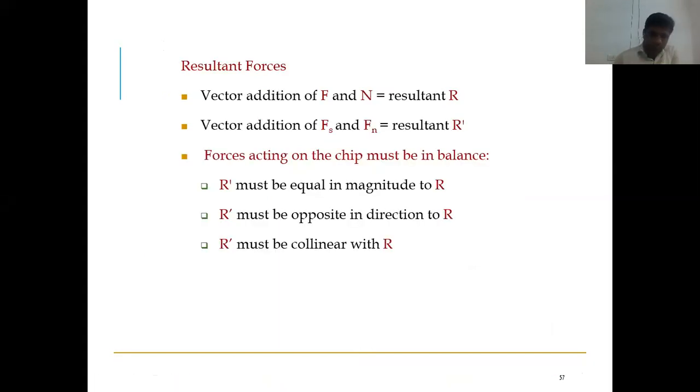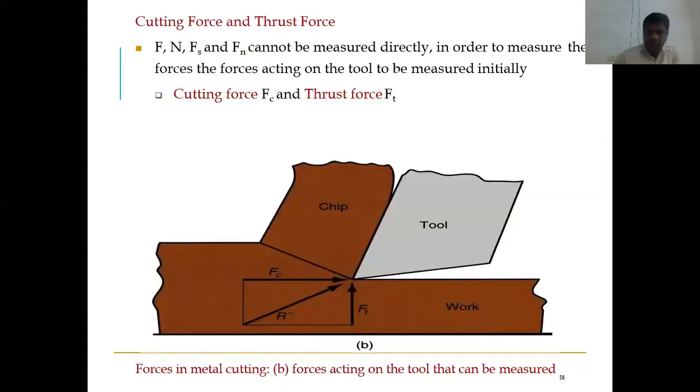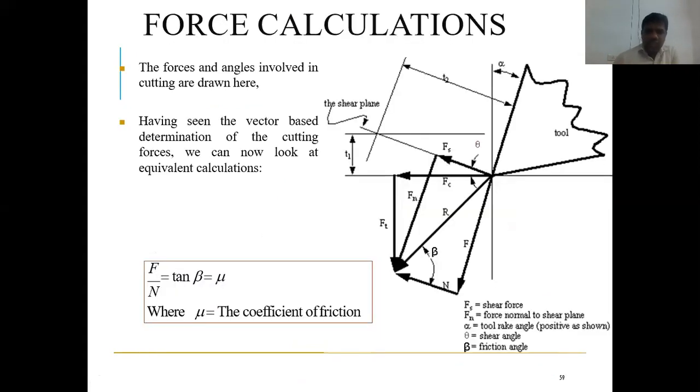We also saw how to calculate the resultants. In addition to that, there is one more set of forces, which are the cutting force FC and the thrust force FT. This is the third pair of forces, and these also have a reaction force, which we can see as R double dash. So these are the three sets of forces acting on any cutting tool during machining. Each set has two forces, so there are a total of 6 forces.